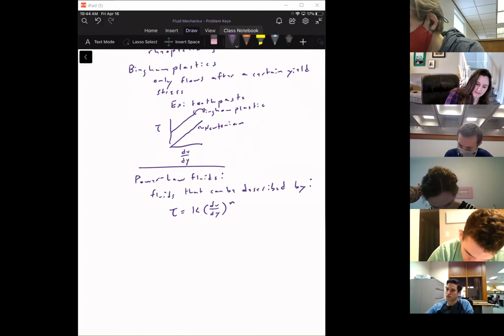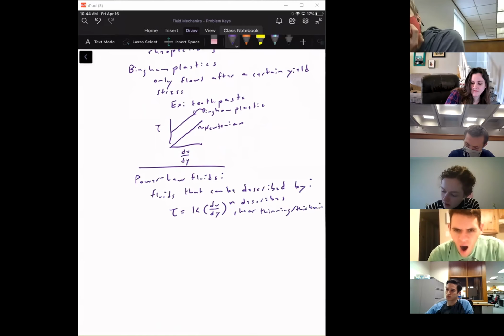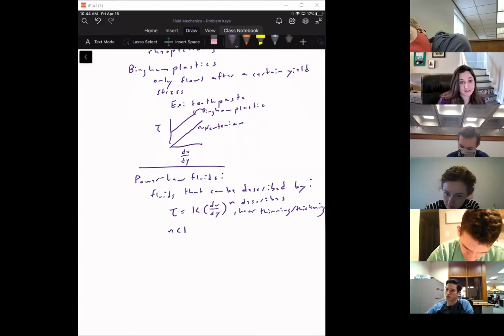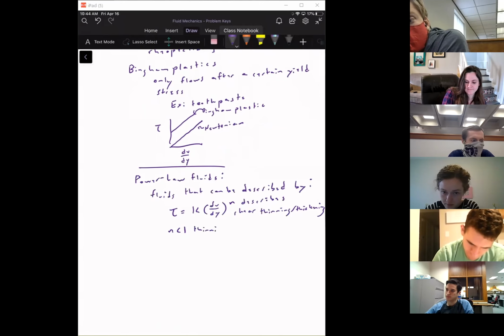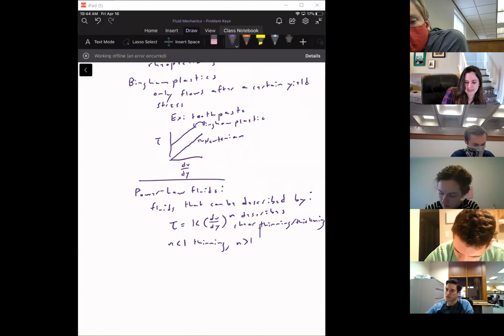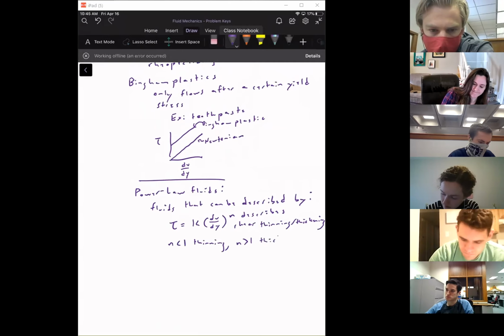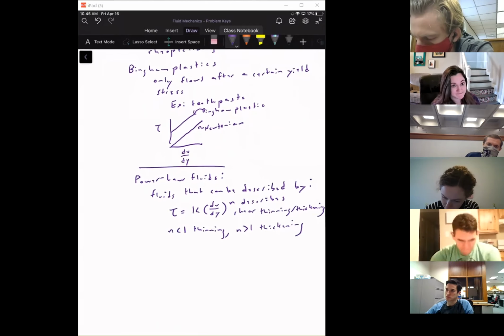And it describes shear thinning and thickening. So that's what it does there. And n less than 1, is that thinning or thickening? Thinning. That would be thinning. And n greater than 1, thickening. Like that. And if n is 1, it's just Newtonian.